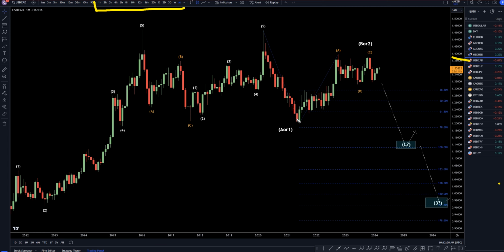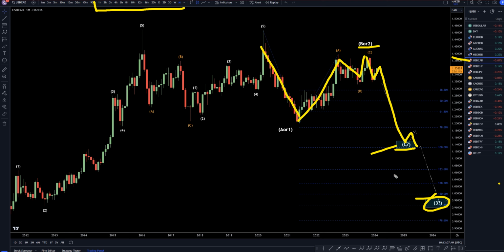So on the US dollar CAD, I still think this first move down is either an A or 1. I still think this is three waves up, either an ABC of B or an ABC of 2. I still think this here is a trend, and I still think it's going to go down like a wave C. Most likely it is a wave C, but it could possibly even stretch out into a wave 3.